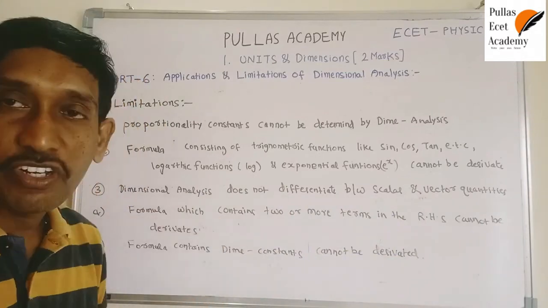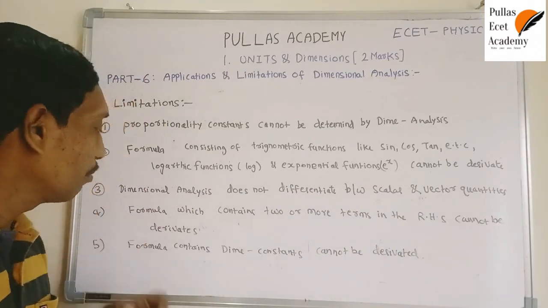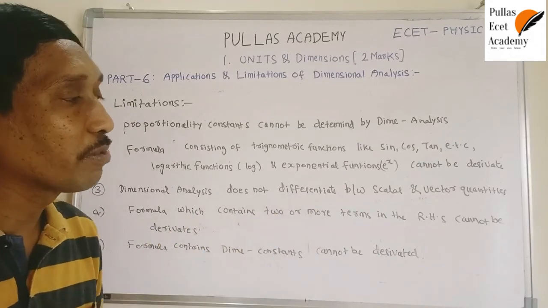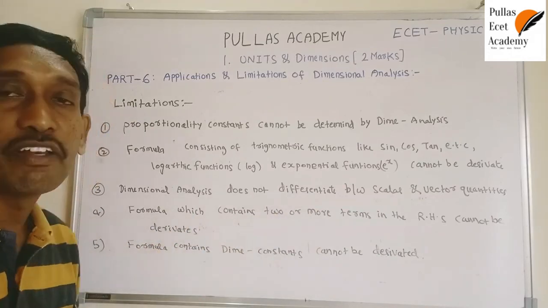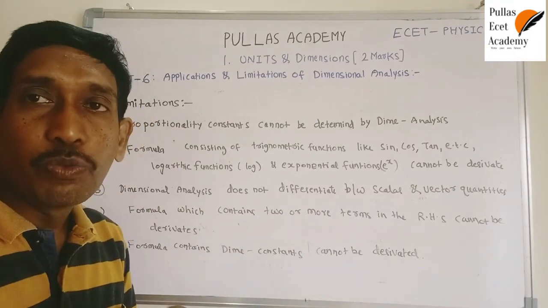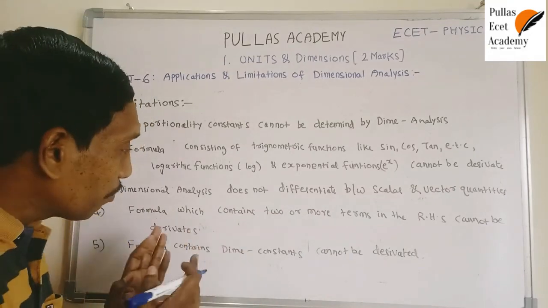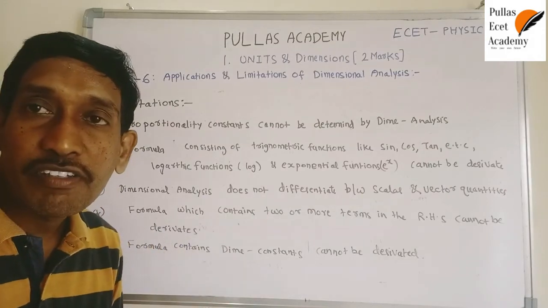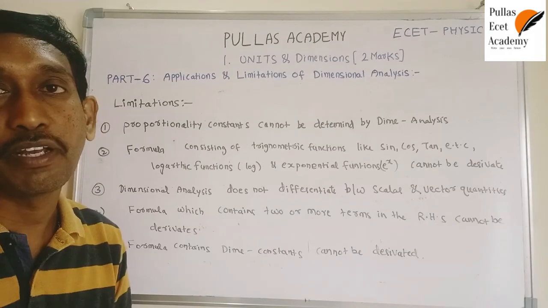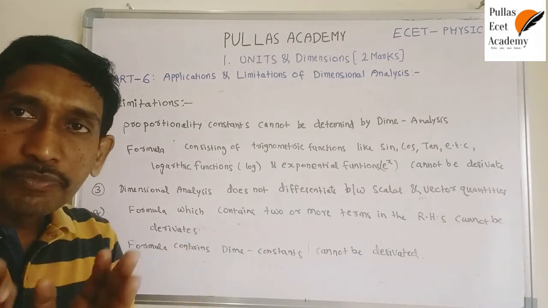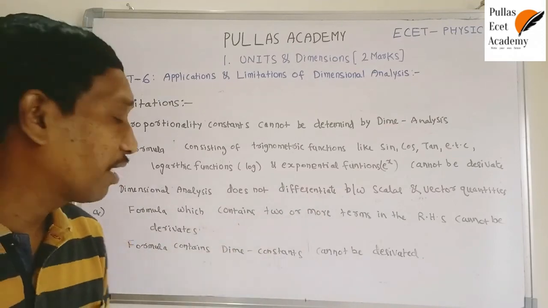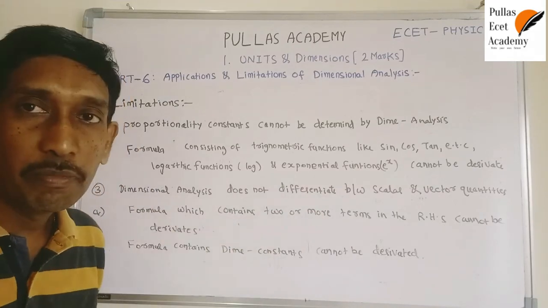Next, one more limitation is that a formula which contains 2 or more terms on the RHS cannot be derived. If the given equation has 2 or more quantities on the right side, then by application of dimensional analysis it is not possible to derive the relationship. So in that case it cannot be applied. That is one of the limitations.